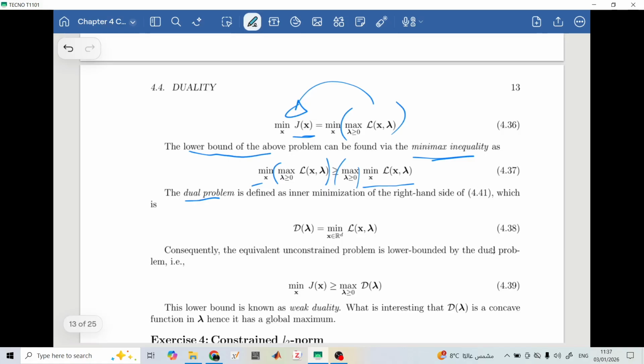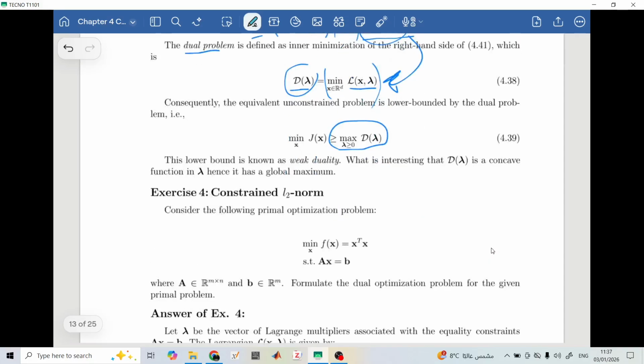Okay, so the dual problem here is this function, right? So we find in this case the minimum with respect to x of the Lagrangian. So we get this dual problem, and then we maximize the dual problem. So we have two problems now, the primal problem, which is the original problem, and the dual problem. So what's so interesting about the dual problem? The dual problem is the lower bound of the primal problem.